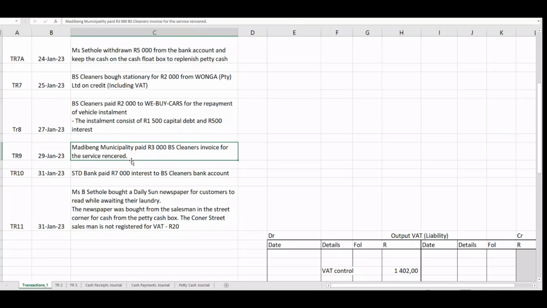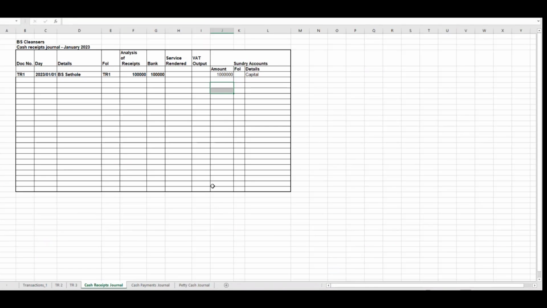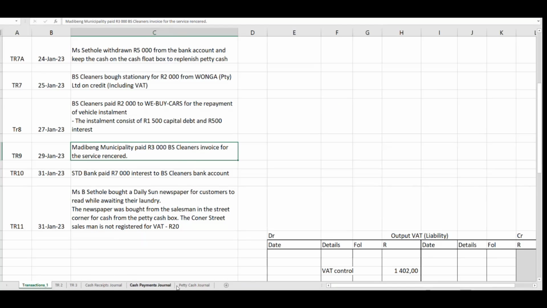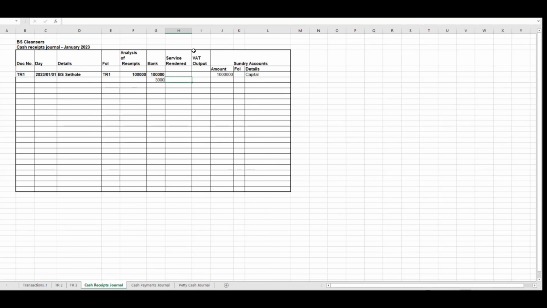Madibeng municipality paid 3,000 rands to BS Cleaners for cleaning services rendered. So we have received this 3,000 rand. Go on, Tabo, what do you think? Cash receipts journal, cash payment journal, or a petty cash journal? Finally, we fill in the cash receipts journal because they have paid 3,000 rands, right? Yes. And remember, on the cash receipts journal, 3,000 rands is for services rendered. So 3,000 and 3,000.